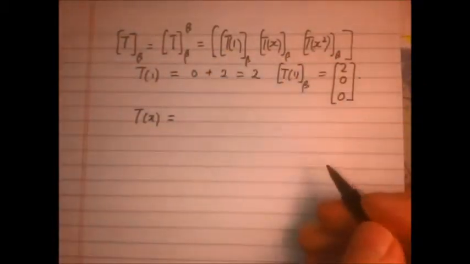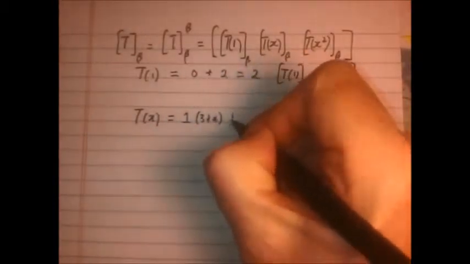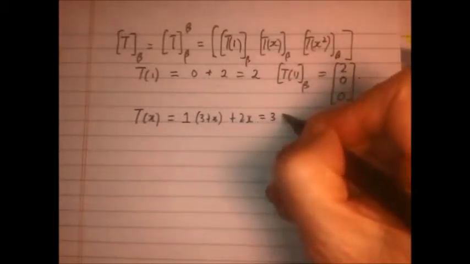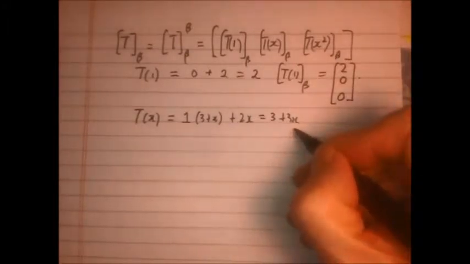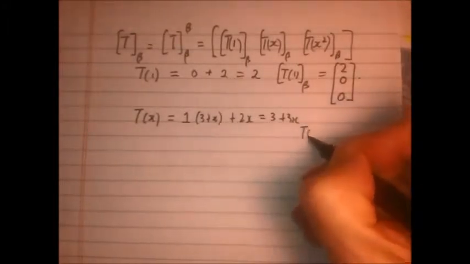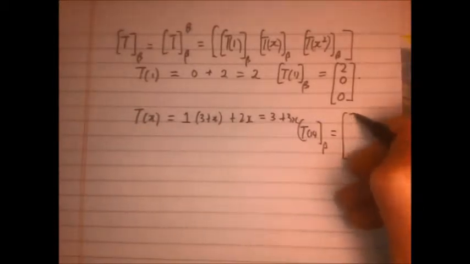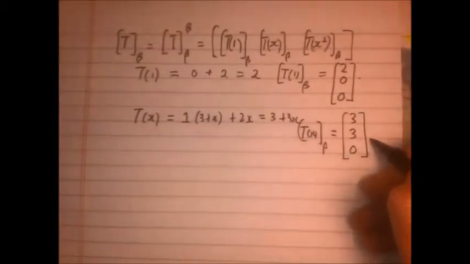Okay. Next we work out T of x. So it's the derivative of x, which is 1, times 3 plus x, plus twice x, and that simplifies to 3 plus 3x. And now the coordinate vector of this, in terms of the standard basis 1, x, x squared, it'll be 3 times 1 plus 3 times x plus 0 times x squared.